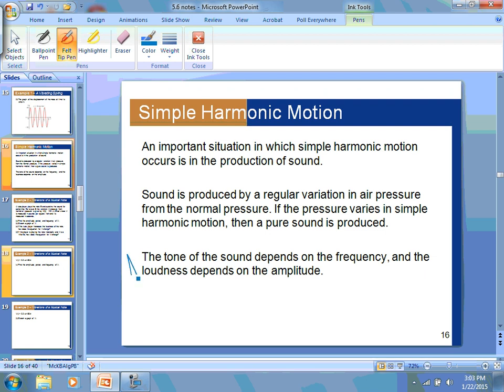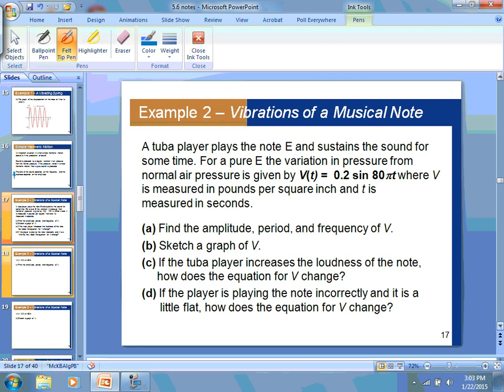So that piece of information right there is going to come in handy for this next example, where they're going to talk about a tuba player. Here a tuba player plays the note E and sustains the sound for some time. For a pure E, the vibration and pressure from the normal air pressure is given by this equation. V of t equals 0.2 times the sine of 80 pi t. It says that V is measured in pounds per square inch and t is measured in seconds, so t is time.